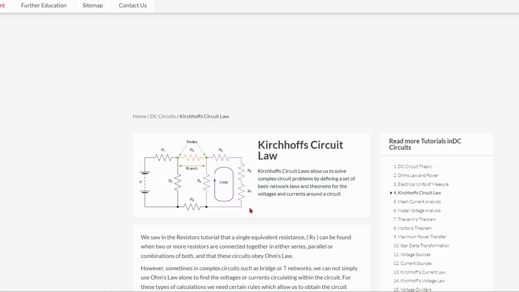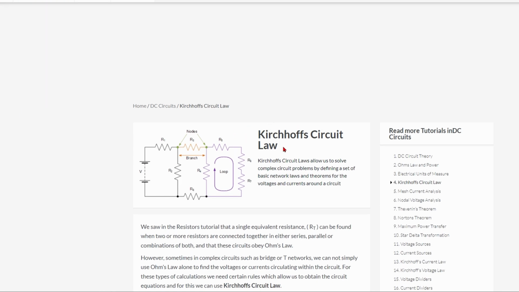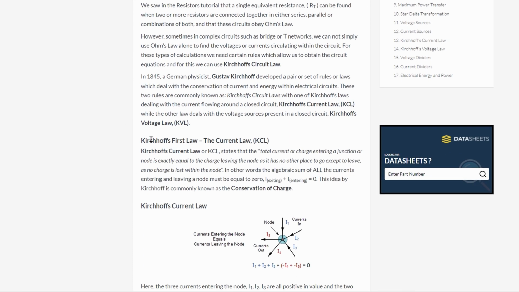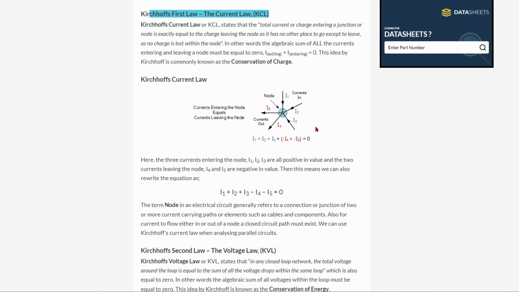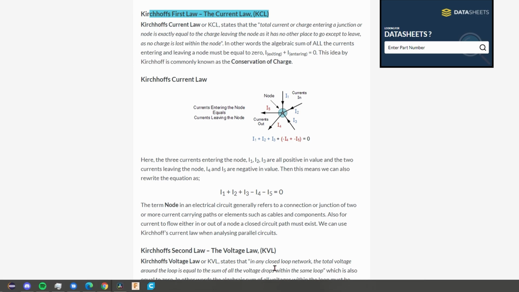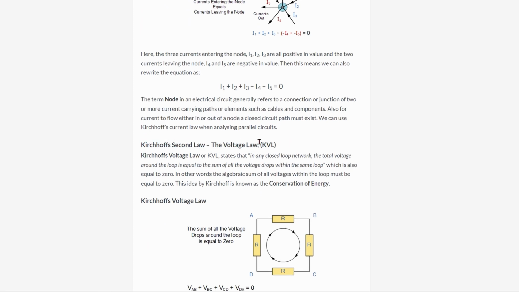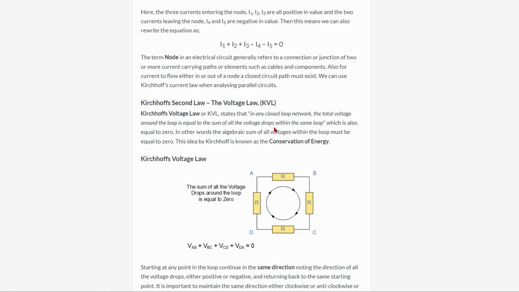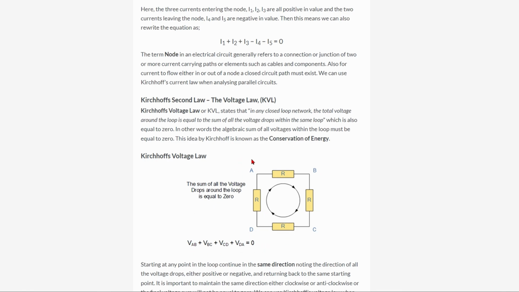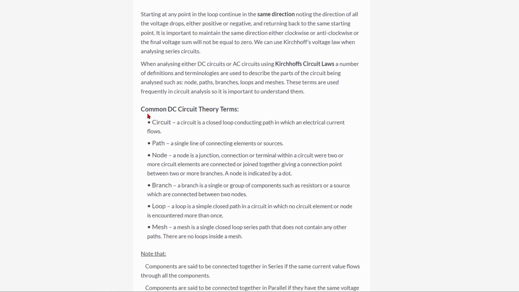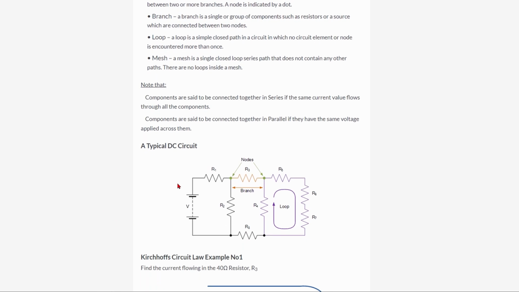So if we actually go to this site, which is linked below the like button, we have Kirchhoff's circuit laws. And so this is going to give us a lot of information about the current law, which is the currents entering the node is positive, and the currents leaving the node, going out, is negative, and vice versa. You can switch those around, just got to stay consistent. And then you have Kirchhoff's second law, which is the voltage law, and that states that in a closed loop network, the total voltage around the loop is equal to the sum of all voltage drops within the same loop. So essentially, if we have voltage going around here, if we were to add all the voltages together, it would equal 0.